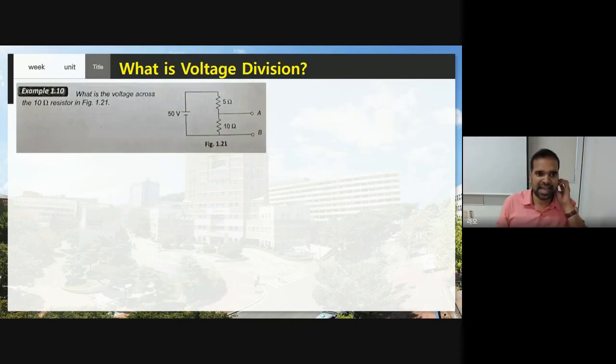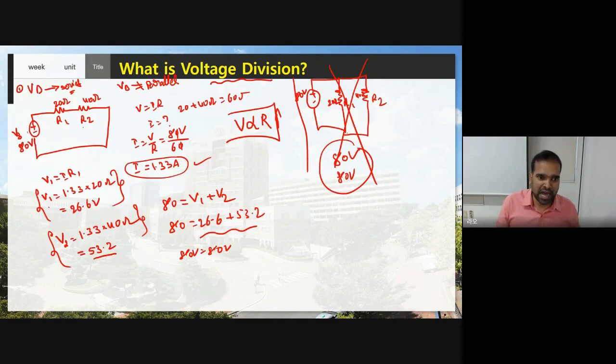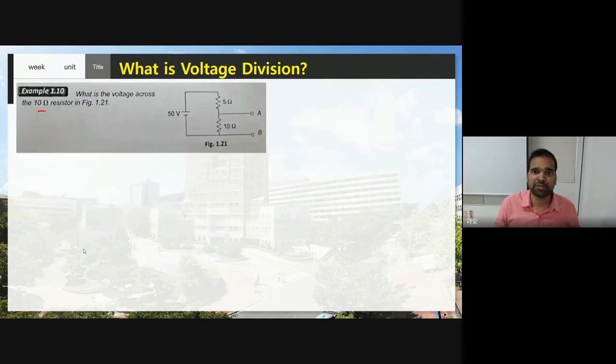For example, see here, I have given two simple circuits. Suppose you need to find voltage across the 10 ohm resistor. Previously what I did here, first I found R equivalent, then I found the total current, then I found what? Voltage drop. Now by using the voltage division formula, I am not going to find current. See here, I need to find voltage drop across what? 10 ohm. Now what is our formula? So the total voltage Vs, wherever you are finding voltage, that is what? Rm by R equivalent. Yes or no?